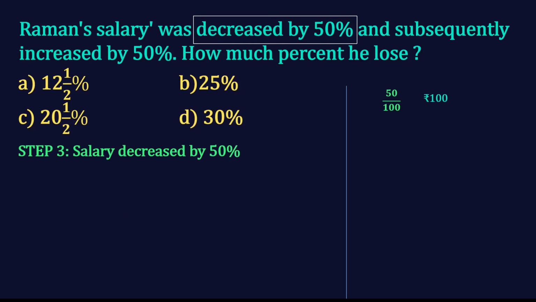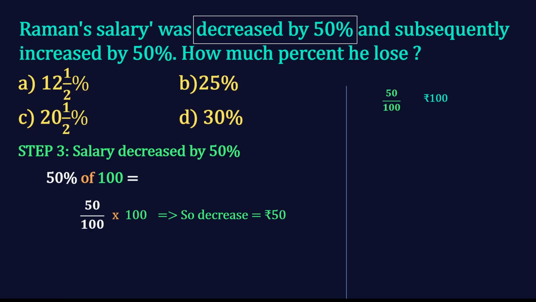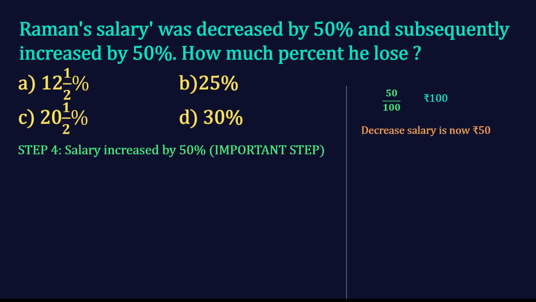Now from the question, Ram's salary is decreased by 50%. So 50% of 100. So I can write that as 50 over 100 times 100. Here 100 is Ram's salary. So that would give me 50. So Ram's new salary after the decrease of 50% would be 100 minus 50. That would equal 50 rupees. So Ram's salary is now 50. From 100, he is now 50.